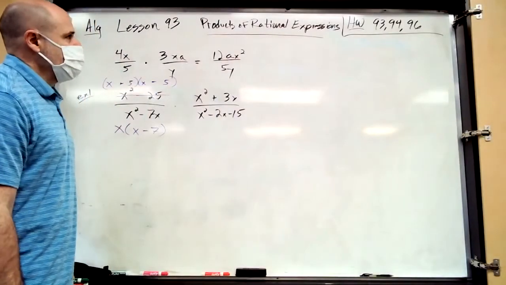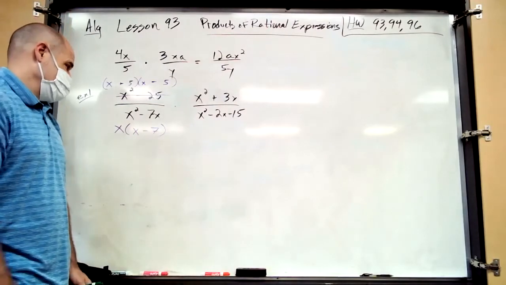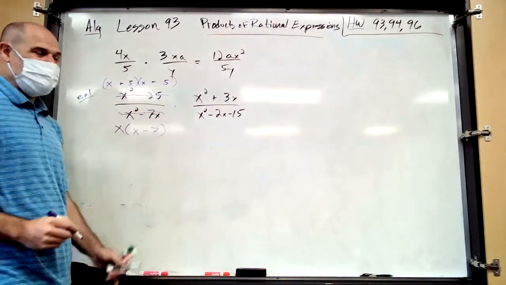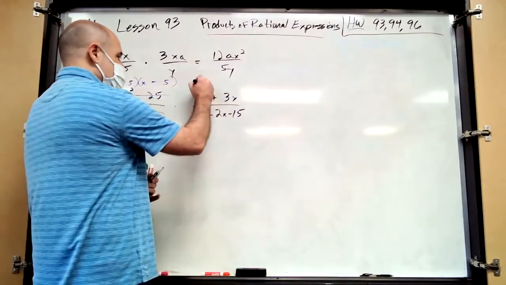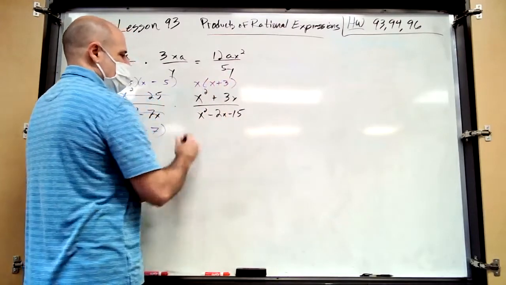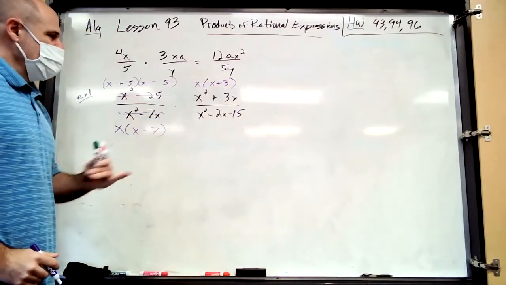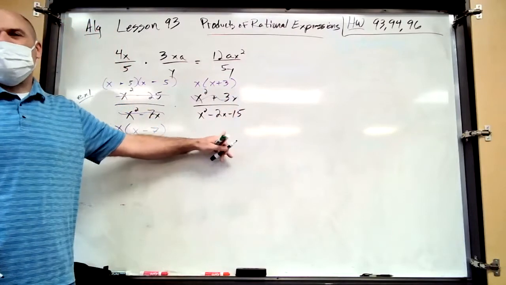Math! We're multiplying rational expressions. So first step is factor. All right, so now that's completely factored. So now we've got this one. There is a common factor there, right? X plus 3. And then over here, there's no common factor. There's no difference of 2 squares.